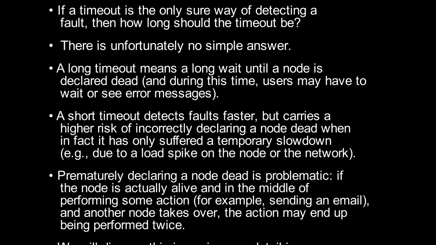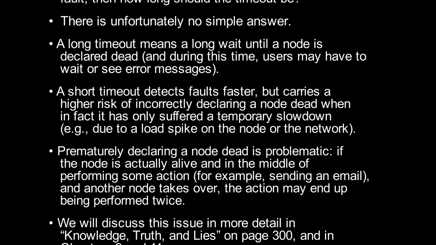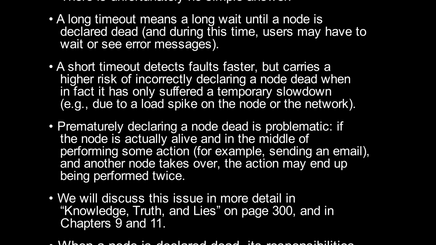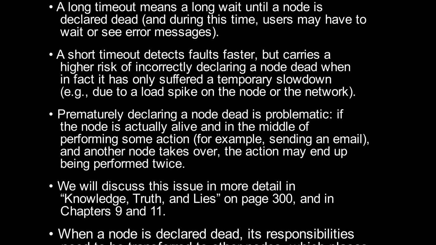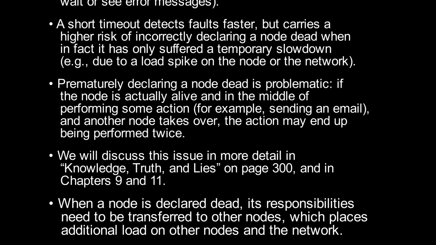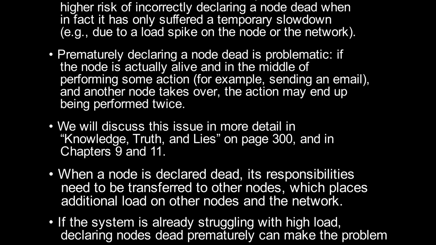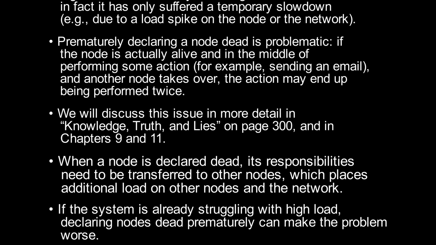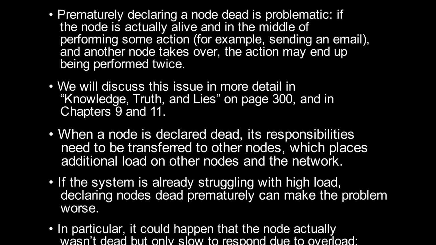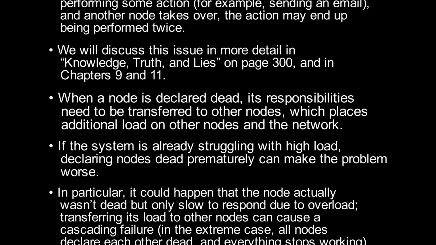Prematurely declaring a node dead is problematic if the node is actually alive and in the middle of performing some action, for example, sending an email, and another node takes over. The action may end up being performed twice. We will discuss this issue in more detail in "Knowledge, Truth, and Lies" on page 300, and in Chapters 9 and 11. When a node is declared dead, its responsibilities need to be transferred to other nodes, which places additional load on other nodes and the network. If the system is already struggling with high load, declaring nodes dead prematurely can make the problem worse.